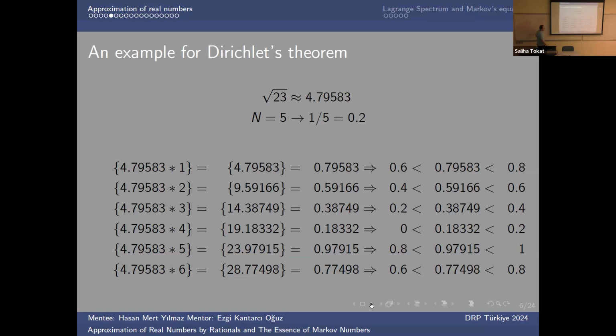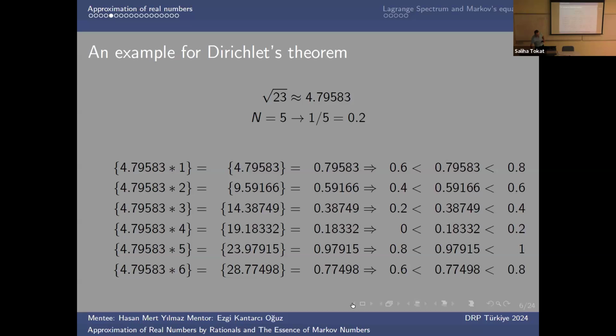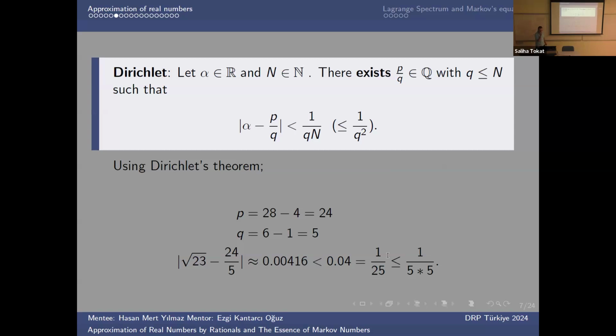In this case, P is the integer part of 28 minus the integer part of 4, which means 24, and Q is the sixth number minus the first, which is 5. The absolute value of this difference is smaller than 1 over Qn. This is smaller than 1 over Q. In this case, Q and n are equal.